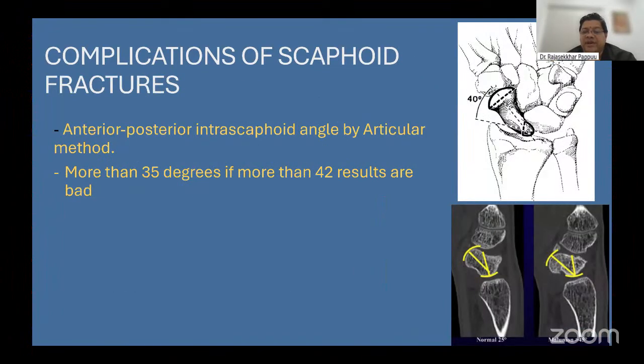The other way of calculating is the intrascaphoid angle. Whenever the intrascaphoid angle is more than 30 degrees, it is diagnostic of a malunion in the scaphoid.